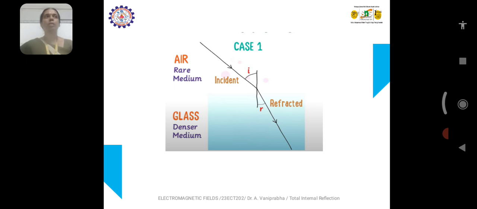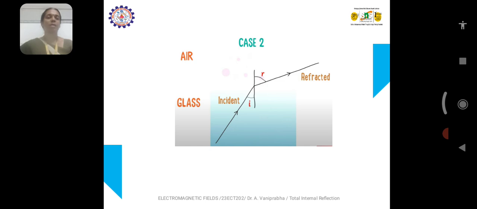How does the refracted ray behave when it travels from a rarer medium to a denser medium? And consider case 2. When a light ray is traveling from glass to air, what happens? Again, the same phenomenon occurs. The light ray bends. Whenever a light ray travels from glass and reaches the interface of air and glass, immediately the ray gets refracted as shown here.